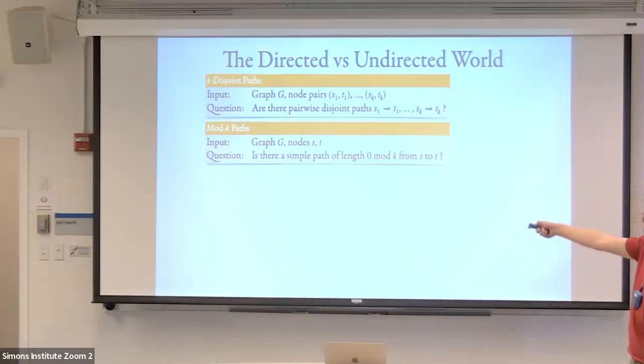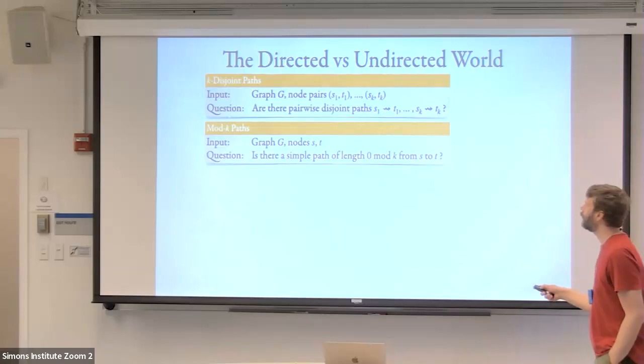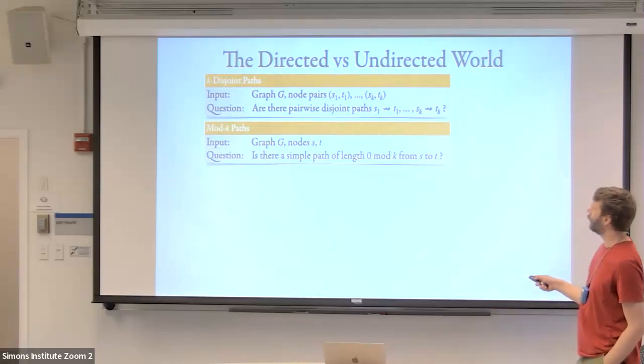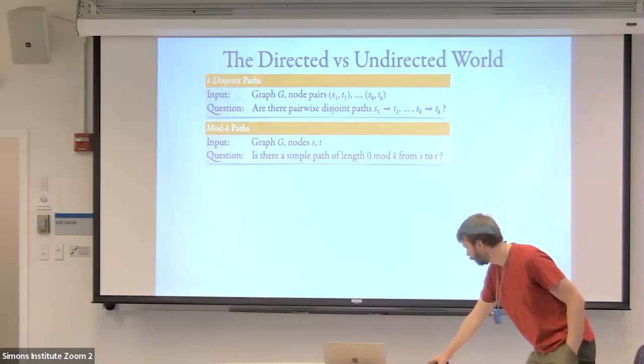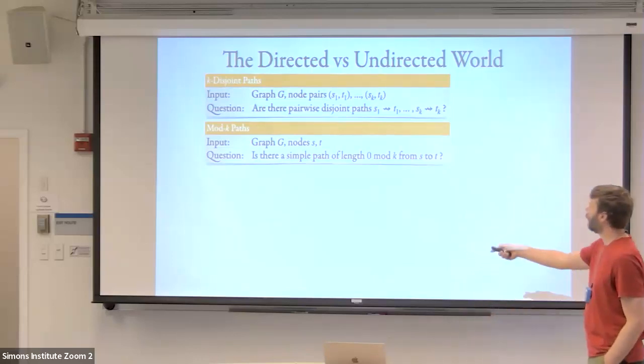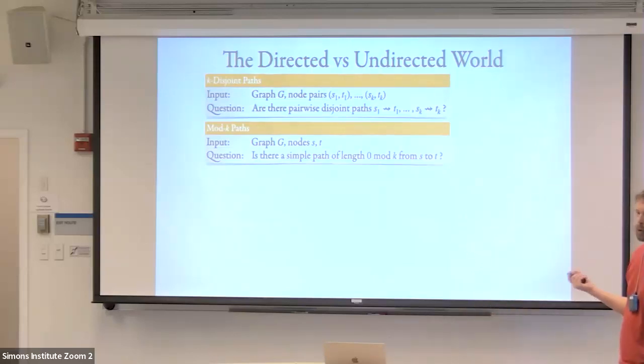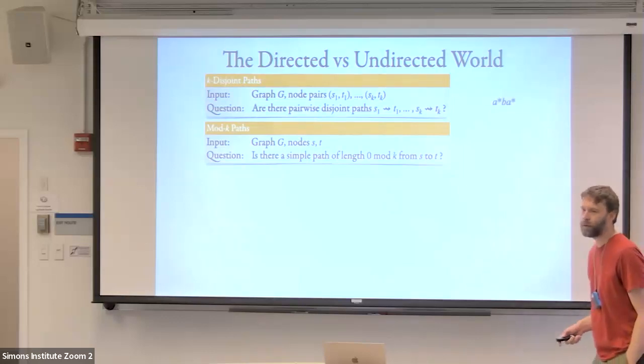So that's one interesting problem. The other interesting problem is, again, you're given graph G and then nodes S and T. And then, is there a simple path of length 0 modulo k from S to T? All right. Now, why are these problems relevant to us?